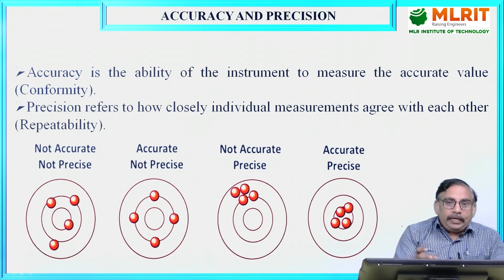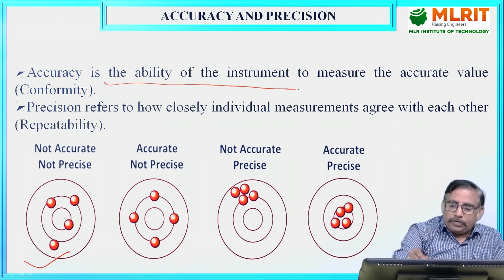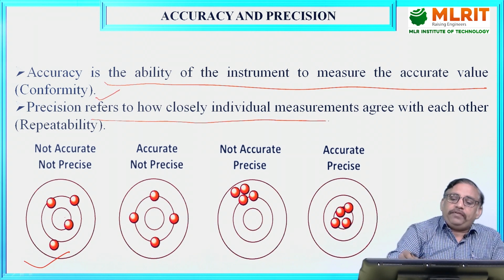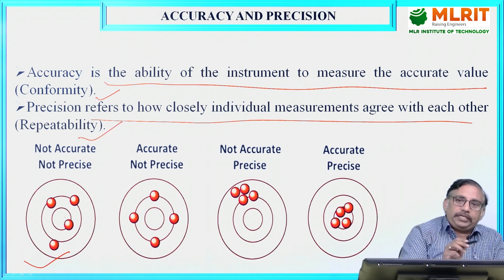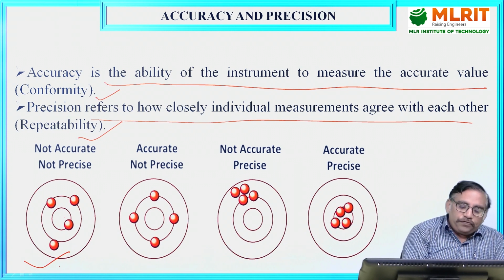So in a diagrammatical way, what is accuracy and what is precision? If you see this, it is not accurate, not precise, right? Accuracy is the ability of an instrument to measure the accurate value, conformity, and precision refers to how closely individual measurements agree with each other. This is repeatability. Precision will come only with repeatability; accuracy will come if an accurate value has been measured. In this figure, the first ball, second ball, third ball are not even accurate, since this is the point where it should have been shot first, right? They are not precise either, since there is no repeatability here.